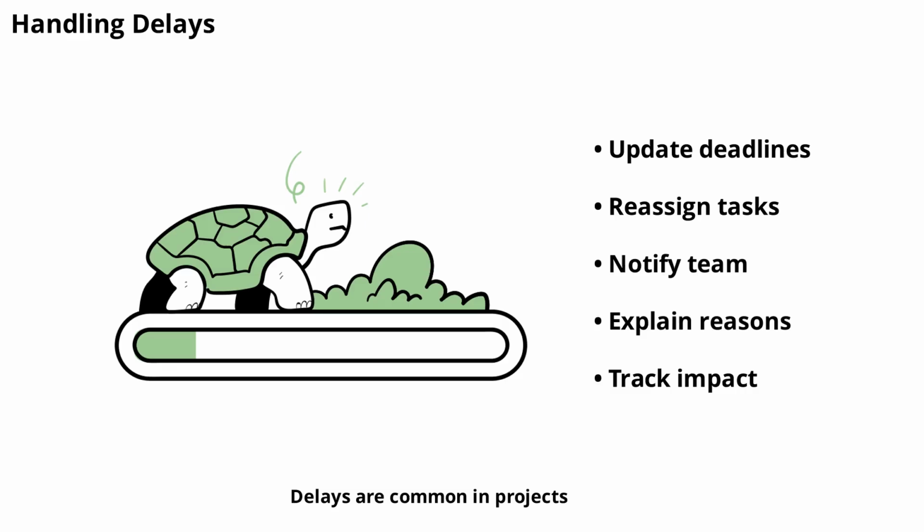Delays are common in projects. Scheduling software helps you manage them by updating deadlines and reassigning tasks. When a delay occurs, adjust the affected tasks and notify team members. Use comments to explain reasons and outline new plans. Track the impact of delays on the overall timeline. Proactive delay management keeps your project moving forward.